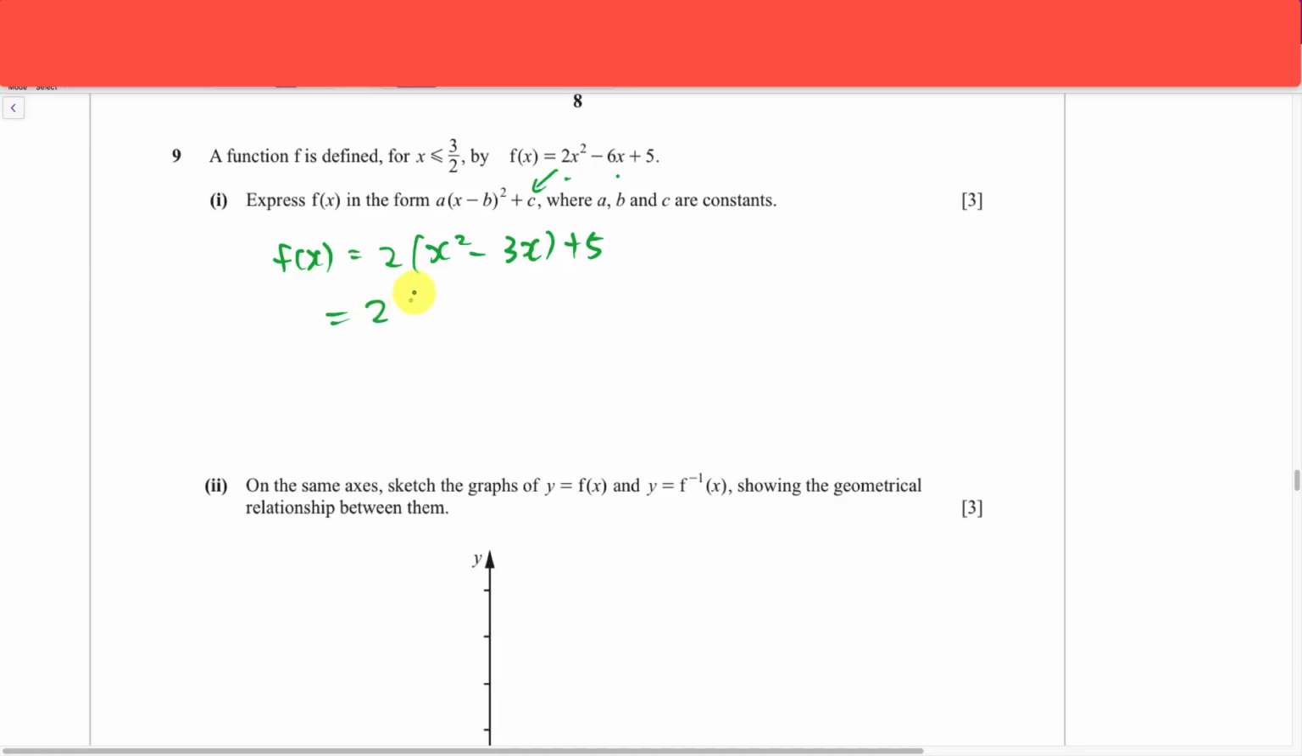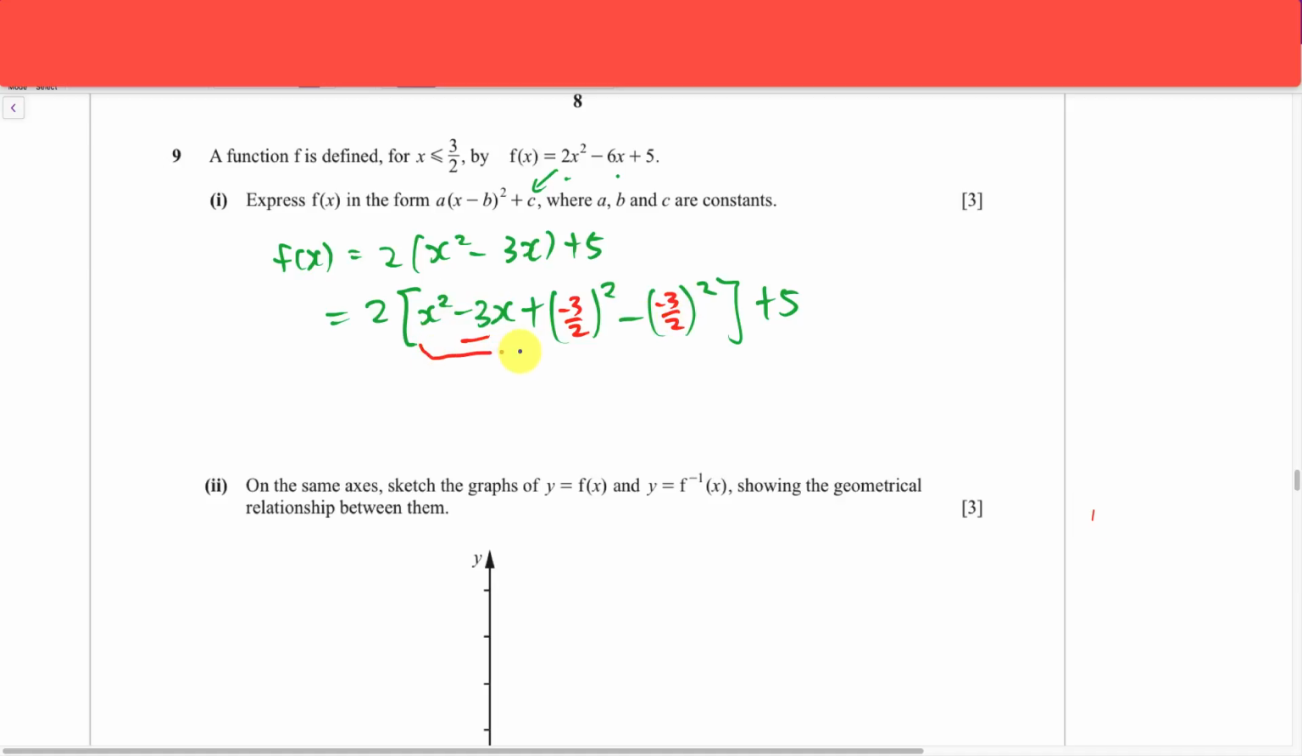Alright, then what I will do next is I will copy the first term, I will copy the second term, and then I will plus something squared, I will minus something squared. Then I close the bracket, plus 5. Because in math, whatever you plus, you have to minus it back, because we have to make sure the equation is balanced. So the something over here is basically b divided by 2, so it will be negative 3 over 2, because negative 3 divided by 2.